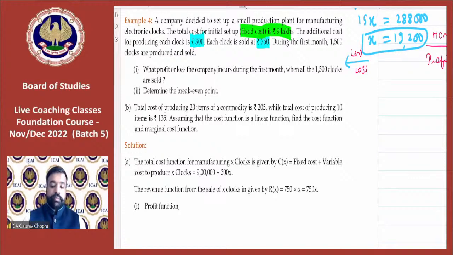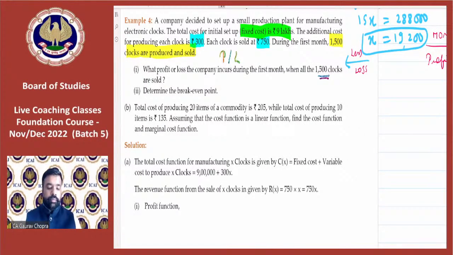Then each clock is sold at rupees 750. This is the selling price. Now during first month, 1500 clocks are produced and sold. This is the number of units. Now what profit or loss the company incurs during the first month? So we have to find out the profit or loss when all the 1500 clocks are sold. And second is to determine the break-even point. So these two we have to calculate.